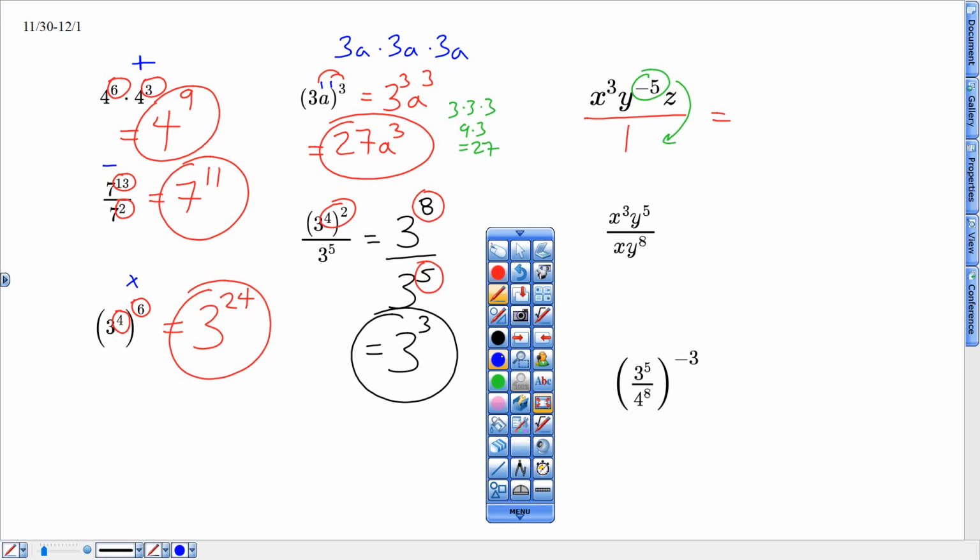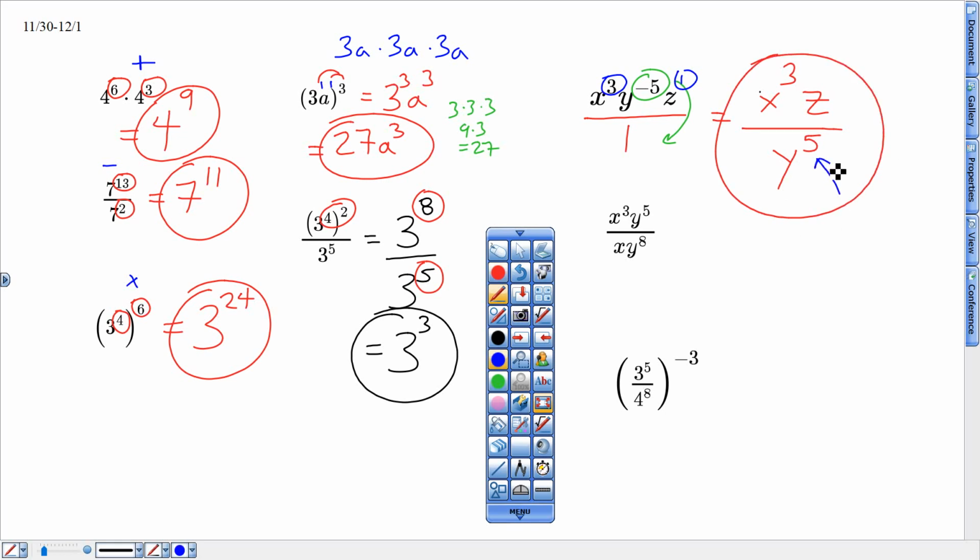All the positive exponents, I'm not going to move. I'm going to leave those alone. So that x to the 3rd, that stays on top because that's positive 3. That z stays on top because that little 1 right there is positive, and then down to the bottom is y to the 5th, and then when it comes down like that, now that number is positive.